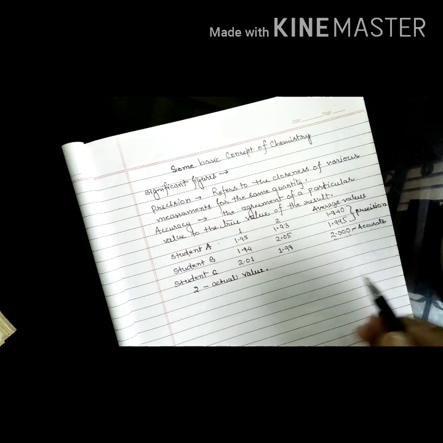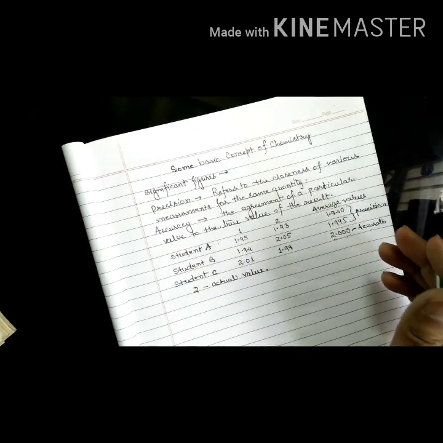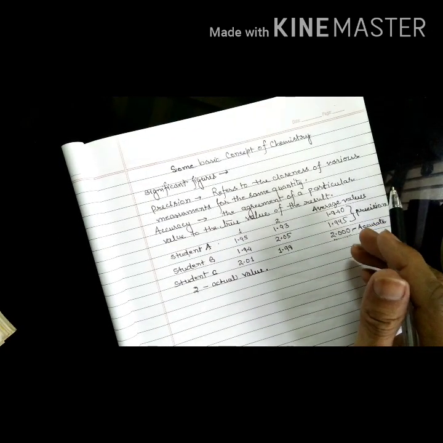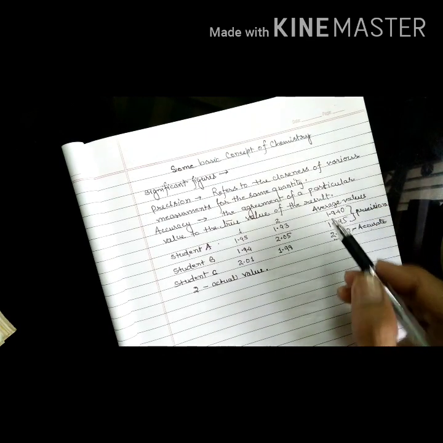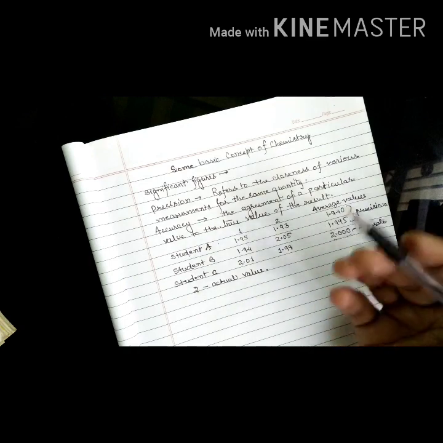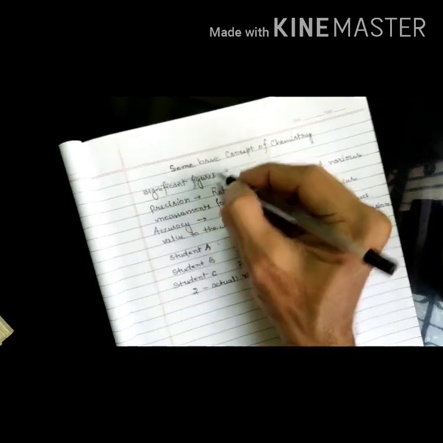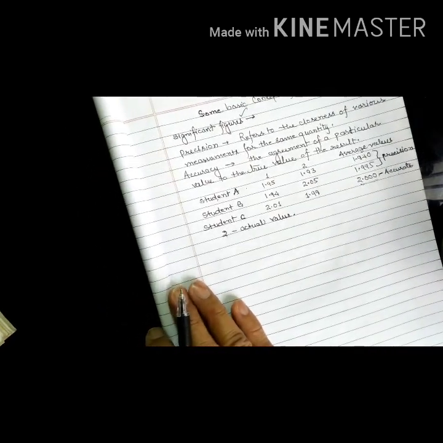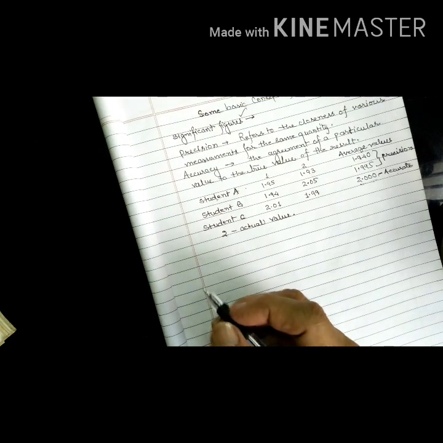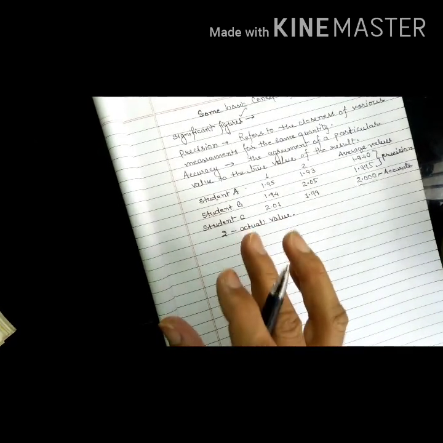Now there are so many uncertainties. The uncertainty in the experimental or the calculated value is indicated by mentioning the number of significant figures. So we have to study significant figures, and there are some rules related to it, and all these rules we have to keep in our mind.